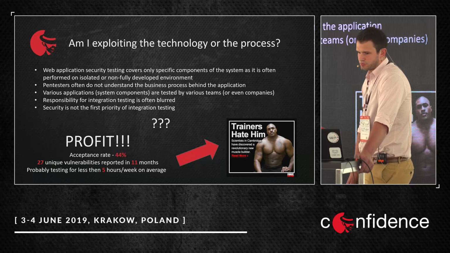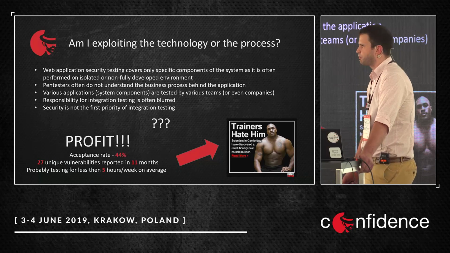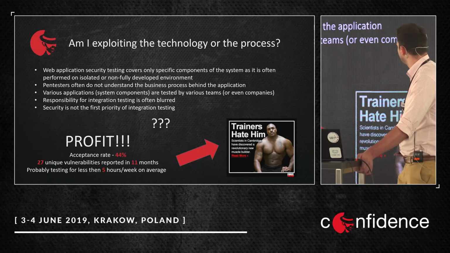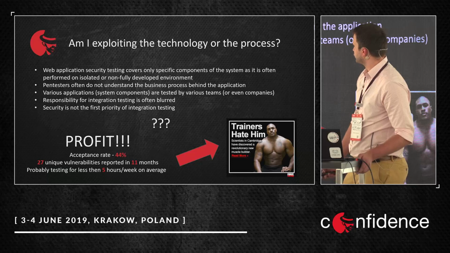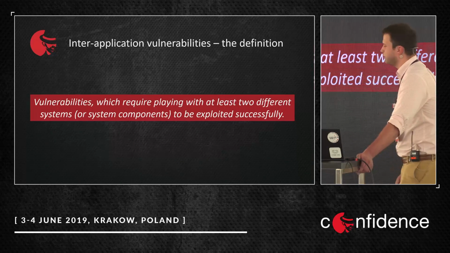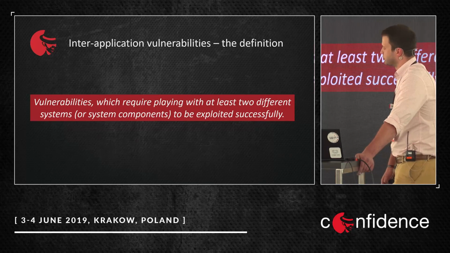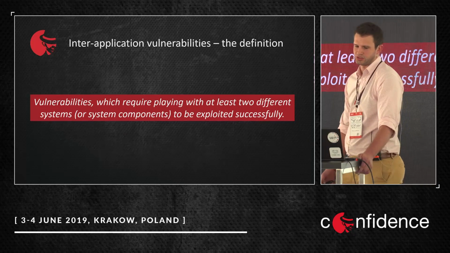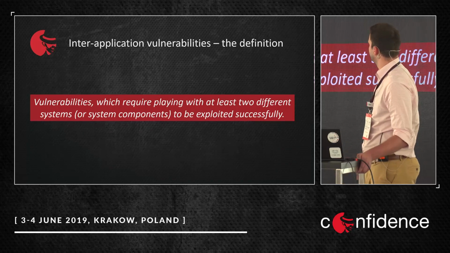Just to give you brief information about the systems which were in scope, these were the publicly available applications of some major vendors, major companies. So yeah, it may look a little bit like a fishy advertisement, like he found one weird trick, but yeah, that's true. So speaking about the definition, that's the definition which I created myself for the sake of this presentation. If we are speaking about vulnerabilities which require at least 2 different systems or system components to be exploited successfully, we are speaking about inter-application vulnerabilities.